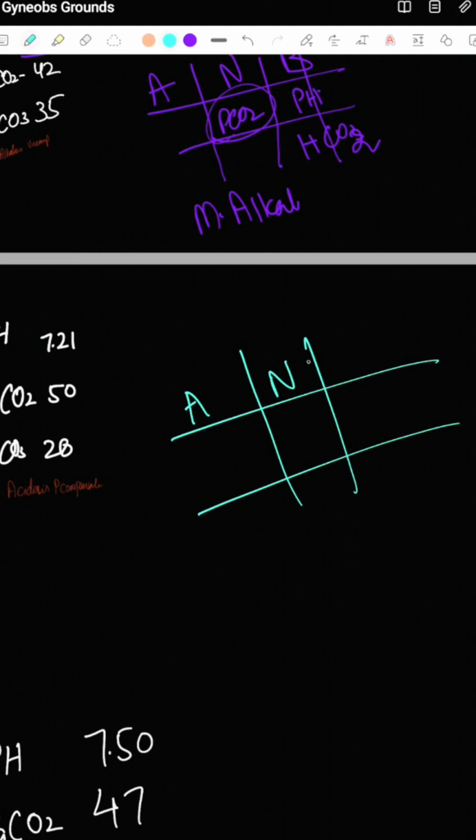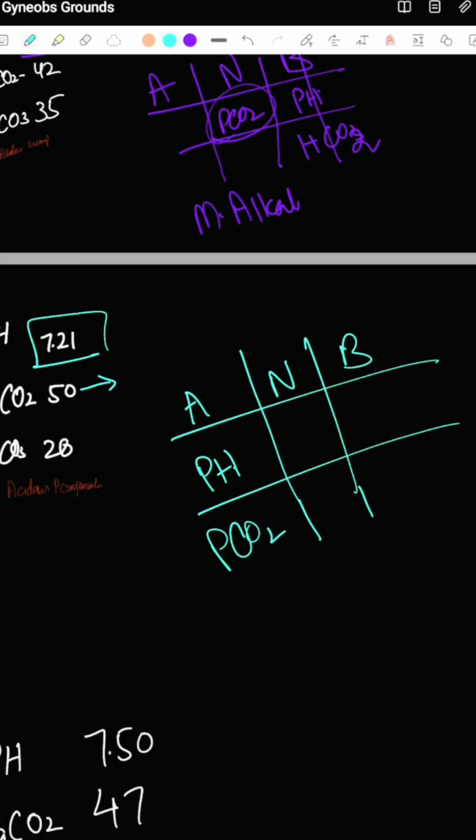Again, make the grid. Here it is acidic, here it is normal, and here it is basic. Now the pH is 7.21. It is less, so pH will come under the acid. And PaCO2 is more. More means that it is again acidic, so it will again come under the acid.